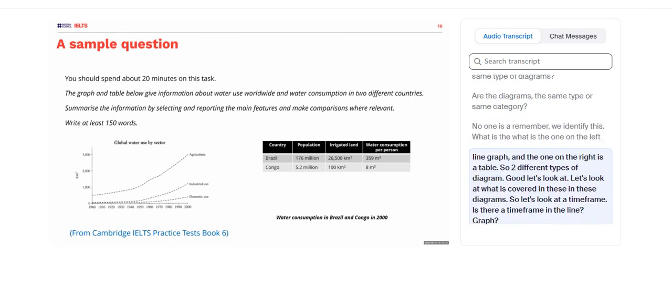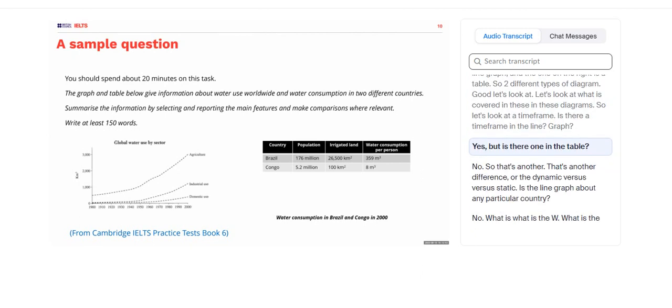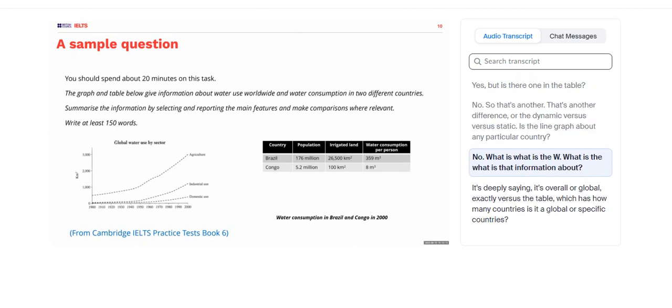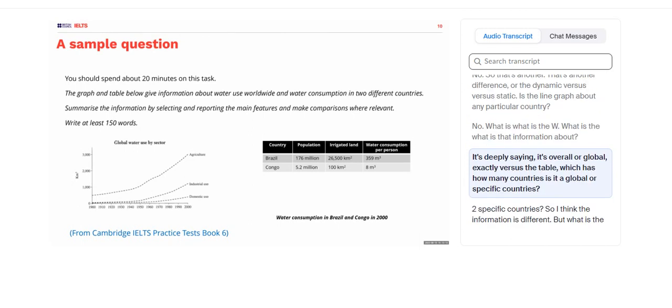Good. Let's look at what is covered in these diagrams. So let's look at a time frame. Is there a time frame in the line graph? Yes, but is there one in the table? No. So that's another difference. Sort of dynamic versus static. Is the line graph about any particular country? No. What is that information about? Deeply saying it's overall or global, exactly.